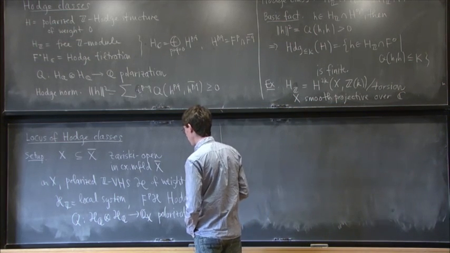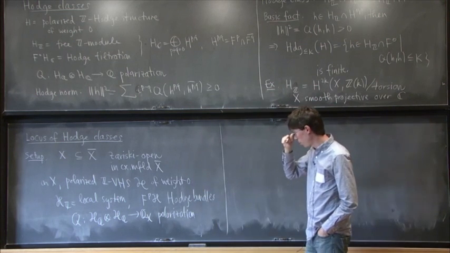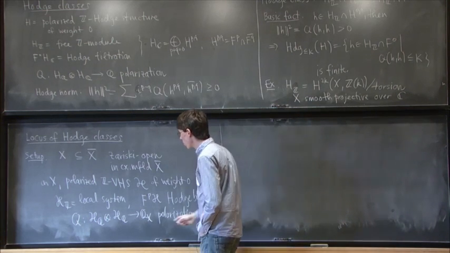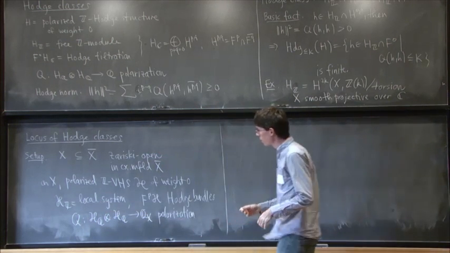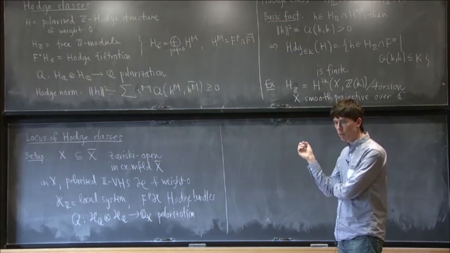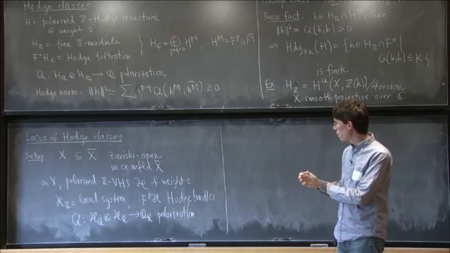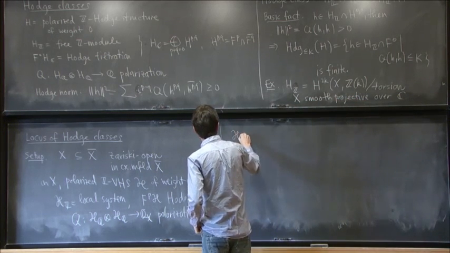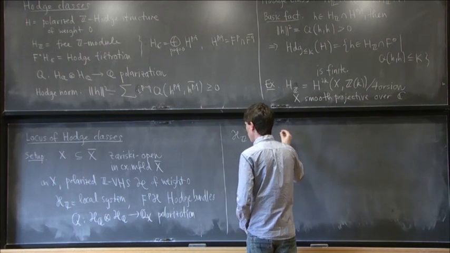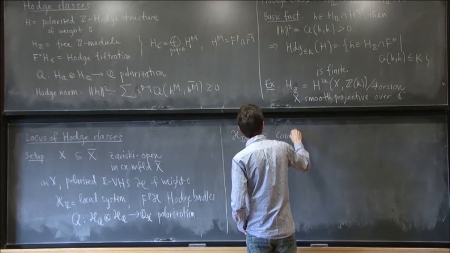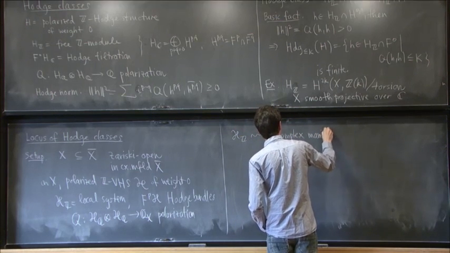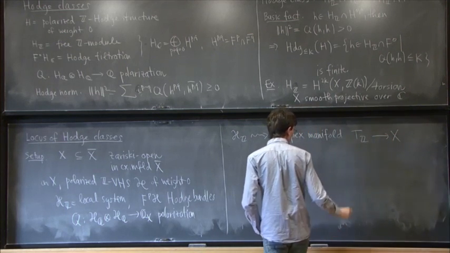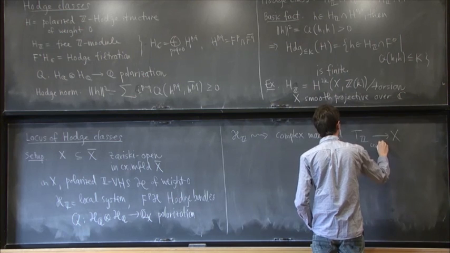So let's see. To define it a little bit more precisely, I need one bit of notation. So I have this local system here. And now I'm going to do something that makes sense only in a complex world, but not algebraically. Namely, I view this local system as being a complex manifold. So this H_Z determines a complex manifold that I'll call T_Z with a holomorphic map to X, which is actually just a covering space. So this is just a covering.